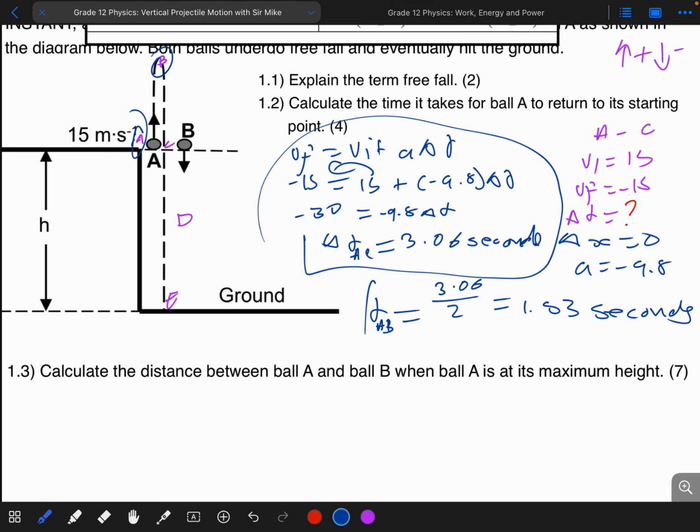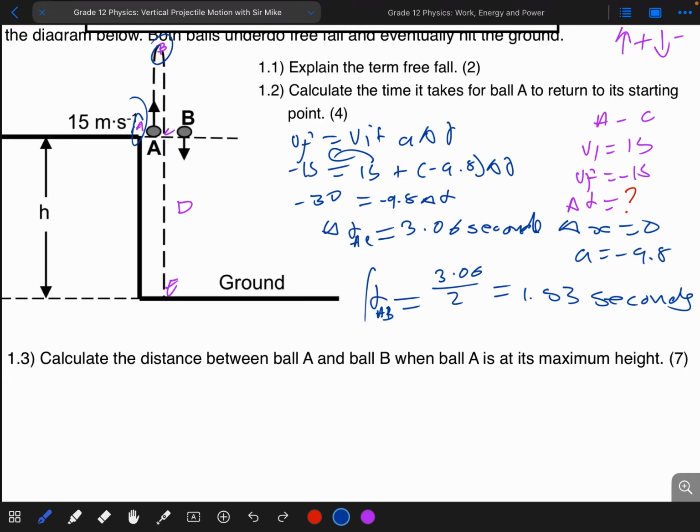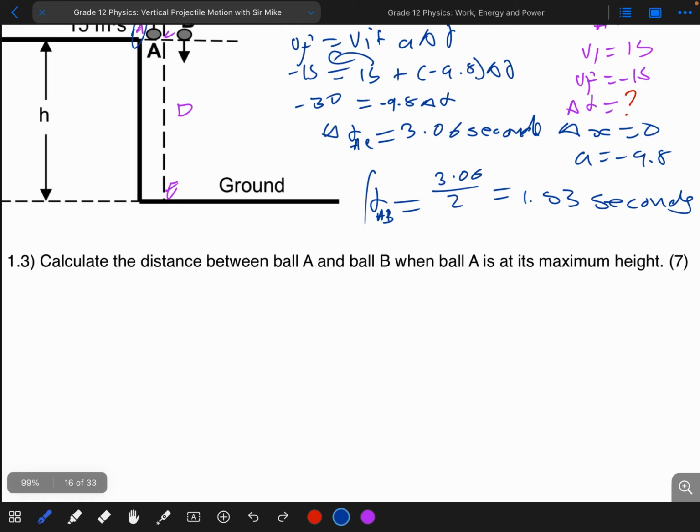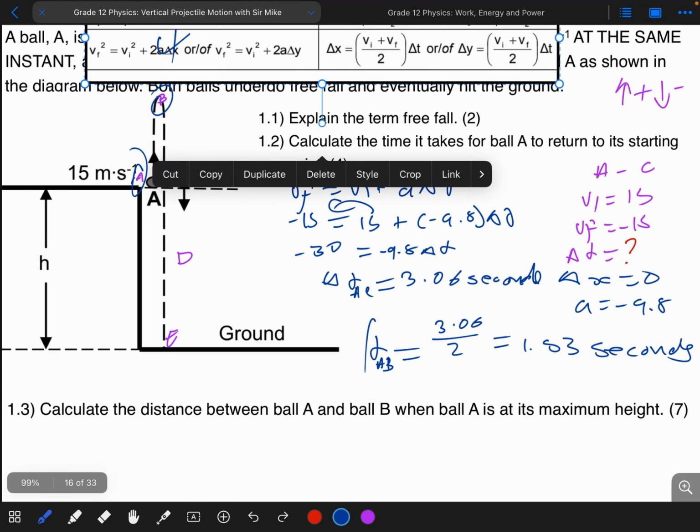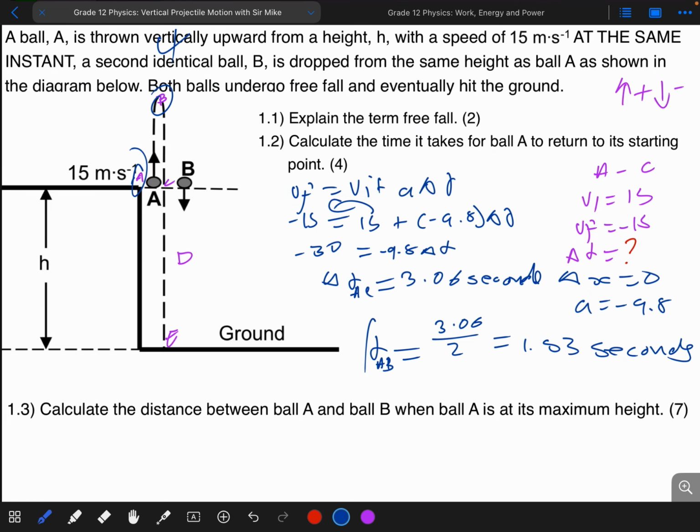For 1.3, we must calculate the distance between ball A and B when ball A is at its maximum height. Remember that these two objects were projected at the same time. So at any given point, as long as these two objects are still in motion, their time in motion will be the same. If object A has been in motion for 3 seconds, object B would also be in motion for 3 seconds.